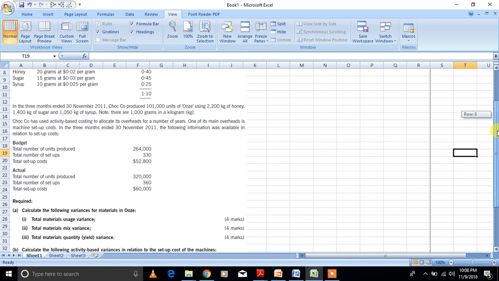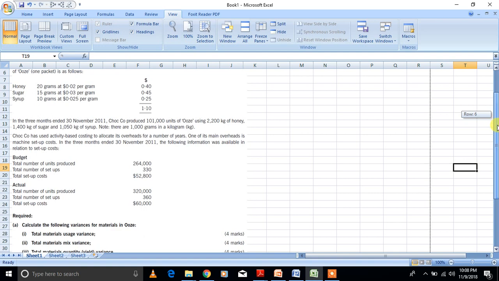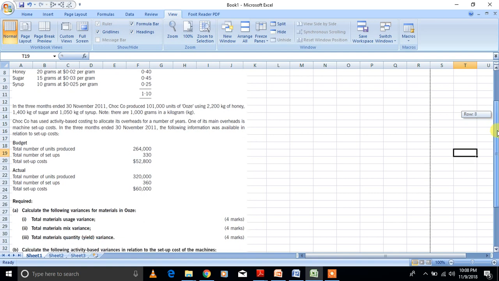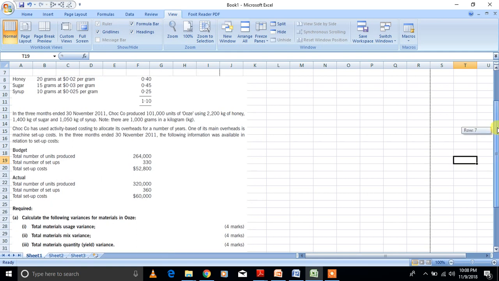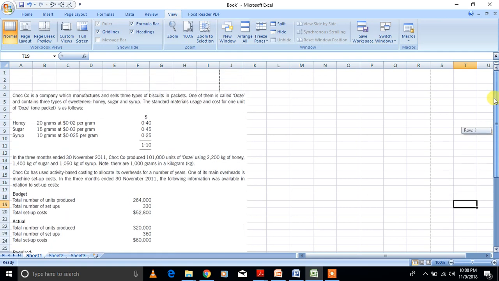Calculate the following variances for materials in Ooze: usage variance, mix variance, and quantity or yield variance. These are three usual variances, 4 marks each, 12 marks. If you see this question, you must be very happy. There's just a standard format of working. You're just going to apply, plug in the numbers, and get the answer.